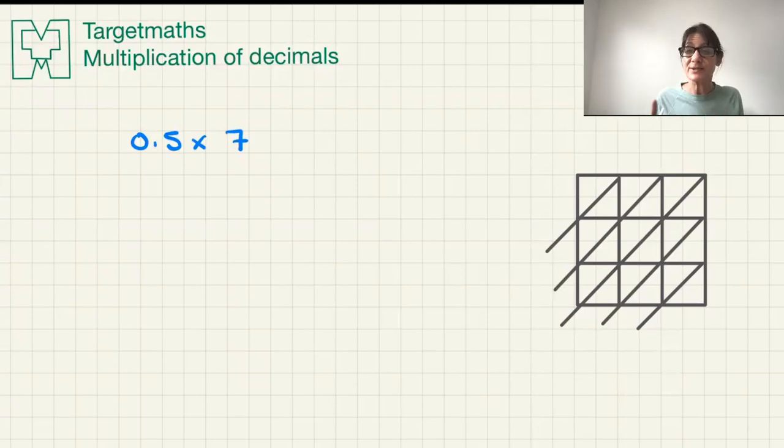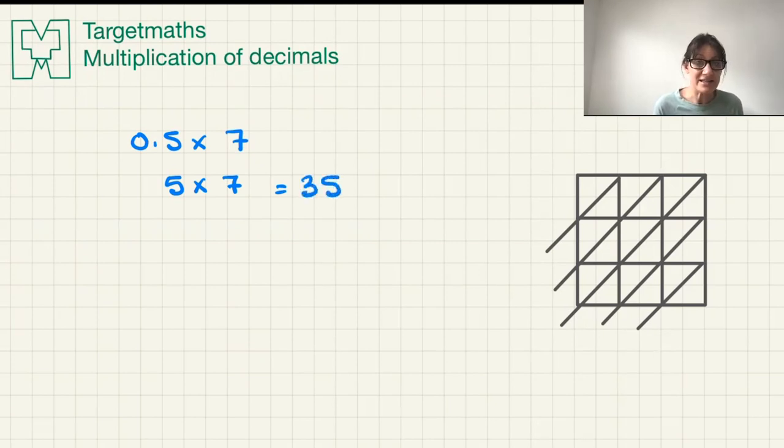what I'm actually going to do, and I always do this, it doesn't matter what the question looks like, is I'm going to ignore it. I'm going to pretend like the decimal isn't in there, and I'm just going to write 5 times 7. And then I'm just going to do my normal times tables. 5 7s are 35. So we'll write that down.